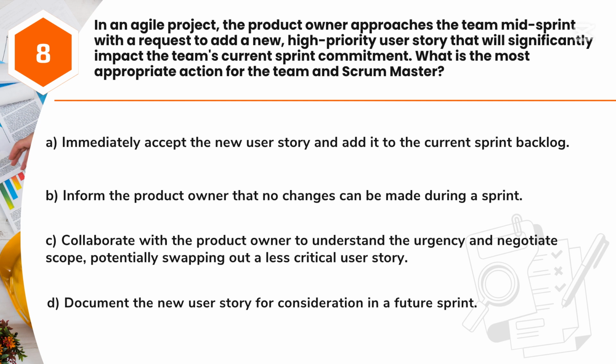Question 8. In an Agile project, the product owner approaches the team mid-sprint with a request to add a new, high-priority user story that will significantly impact the team's current sprint commitment. What is the most appropriate action for the team and Scrum Master? A. Immediately accept the new user story and add it to the current sprint backlog. B. Inform the product owner that no changes can be made during a sprint. C. Collaborate with the product owner to understand the urgency and negotiate scope, potentially swapping out a less critical user story. D. Document the new user story for consideration in a future sprint.